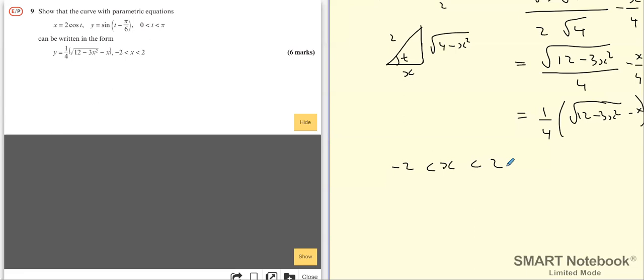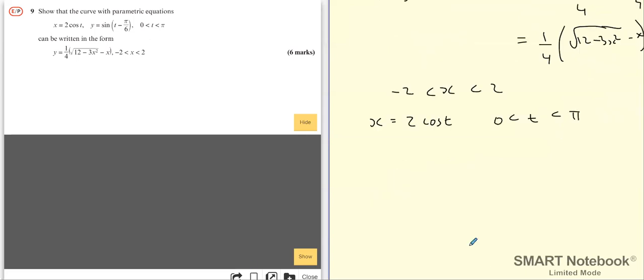Right, what you should be saying to me for this is you sketch x against t. So x equals 2 cos t, and we need to sketch that between 0 and pi. Well, I'm going to start off by sketching just cos t, 1 and minus 1, and I've sketched it between 0 and 2 pi. But here is 0 and pi, so it's still 1 and minus 1. So this is cos t.